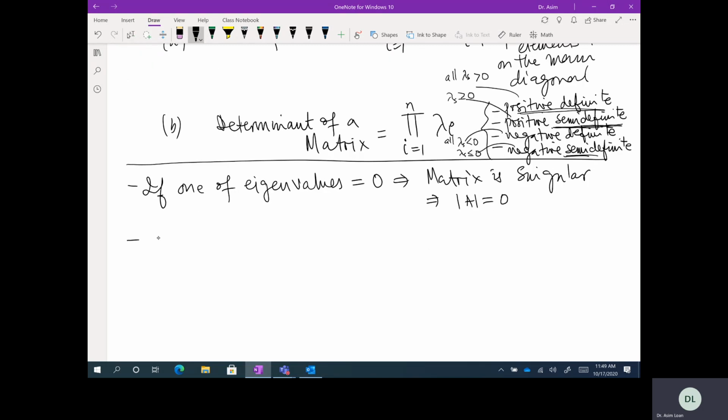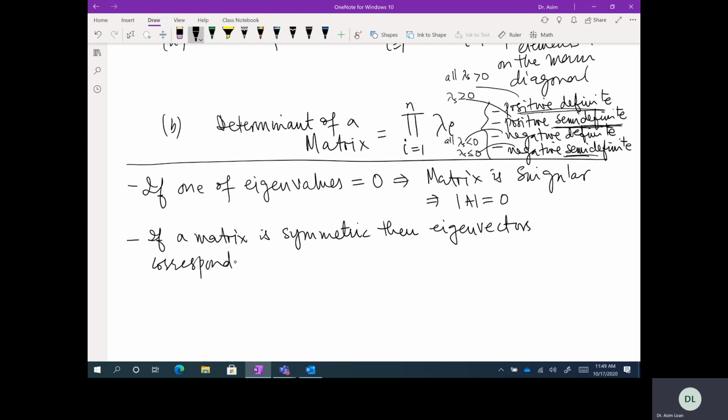We also saw that if a matrix is symmetric, which was the case for the projection matrix, then eigenvectors corresponding to distinct eigenvalues are orthogonal.